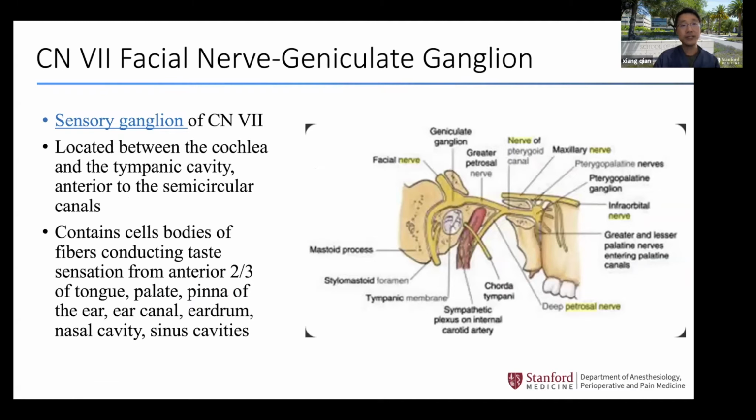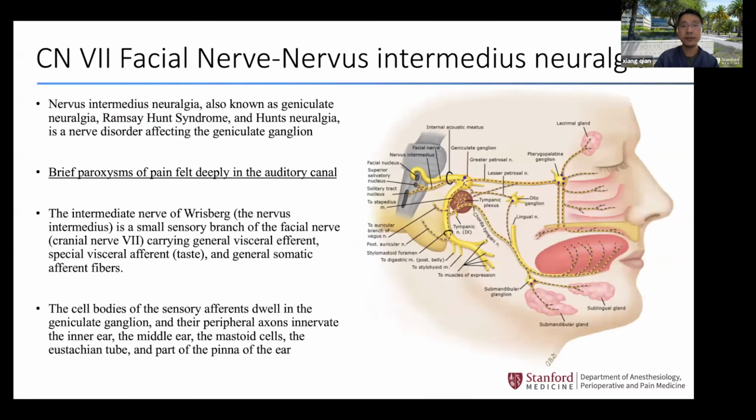So the sensory ganglion, of course, is the geniculate ganglion. It's right here, between the cochlea and the tympanic cavity, a little bit anterior to the semicircular canals. So it has the cell bodies conducting taste sensation, as well as the sensations innervating the palate, pinna of the ear, ear canal, eardrum, and etc. So when these nerves have trouble, you get what's called nervus intermedius neuralgia, right? Sometimes we also call it geniculate neuralgia, or sometimes it's called Ramsay Hunt syndrome. And basically it's a nerve disorder affecting the geniculate ganglion.